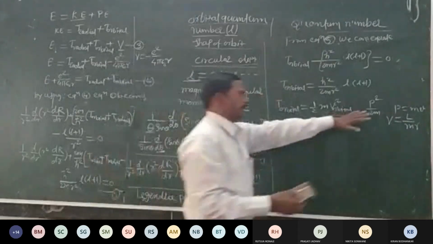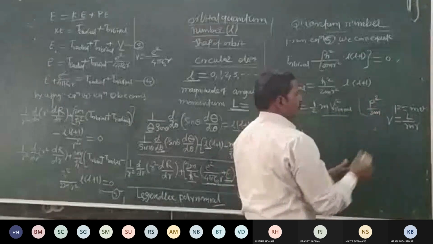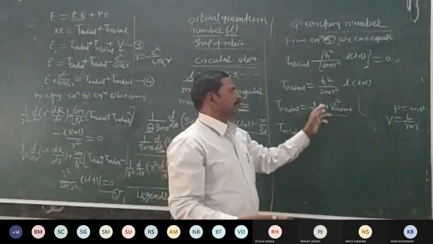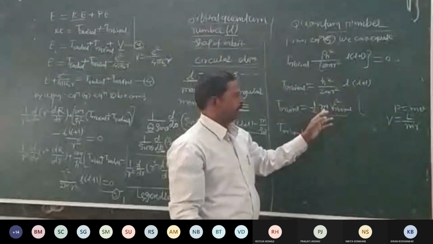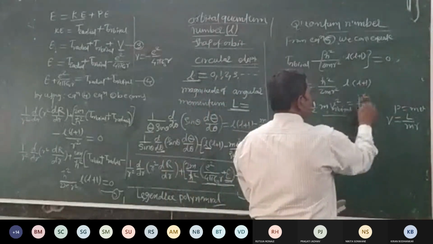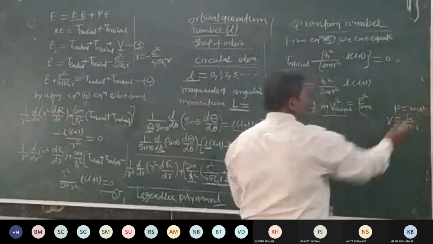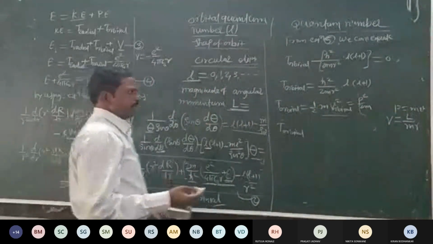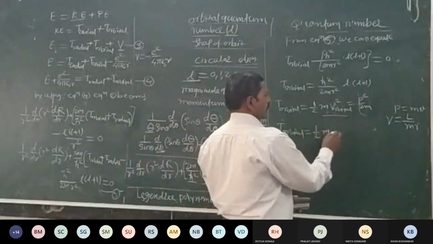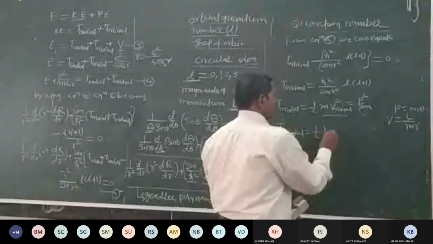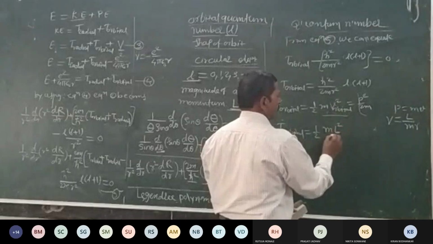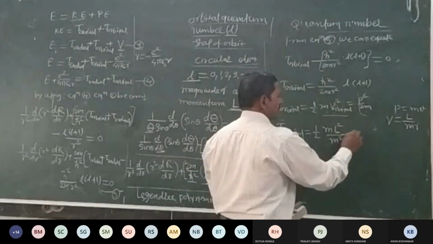This is nothing new for us. p square upon 2m, where p is equal to mv. If p is equal to mv, then m square v square is p square, and upon 2m it is p square upon 2m. This can also be written as p square upon 2m, where p is equal to mv, right? Then T orbital is equal to half m into L square upon m square r square.